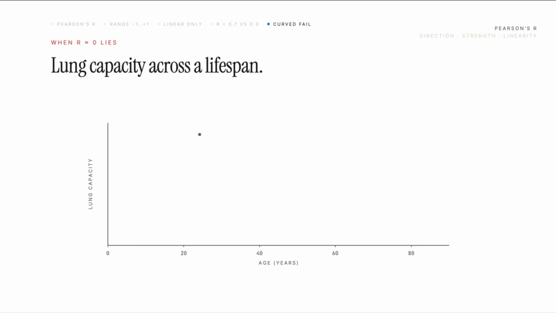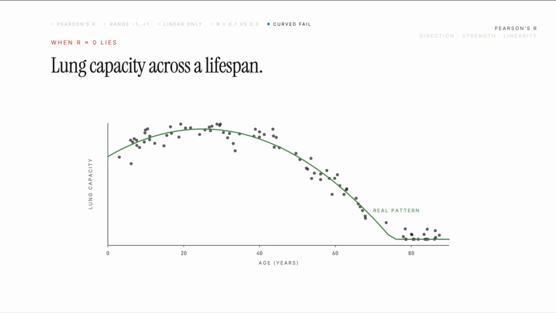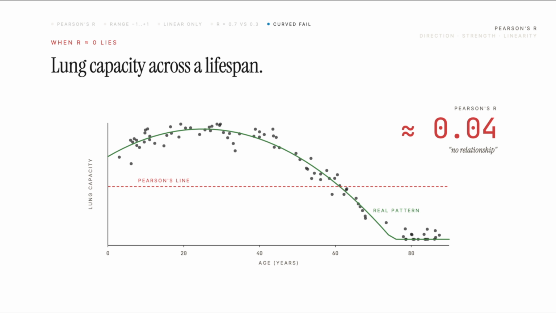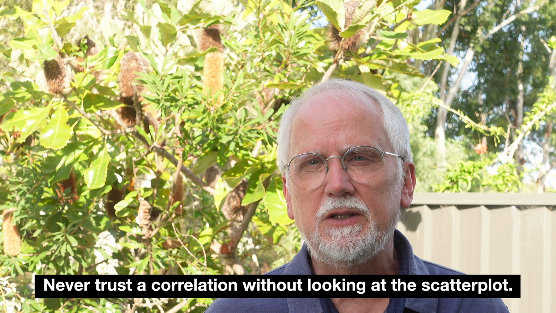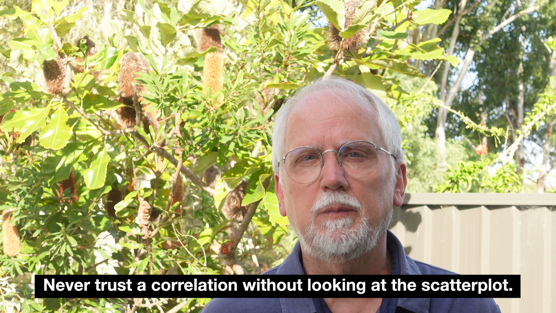Imagine plotting people's age against their lung capacity across a lifespan. Lungs grow through adolescence and early adulthood, then slowly decline in older age. That relationship is curved, shaped like an inverted U. The relationship is real and important, but Pearson's R might come out close to 0 because the line doesn't fit. This is why I'm going to tell you something you need to believe. Never trust a correlation without looking at the scatterplot.